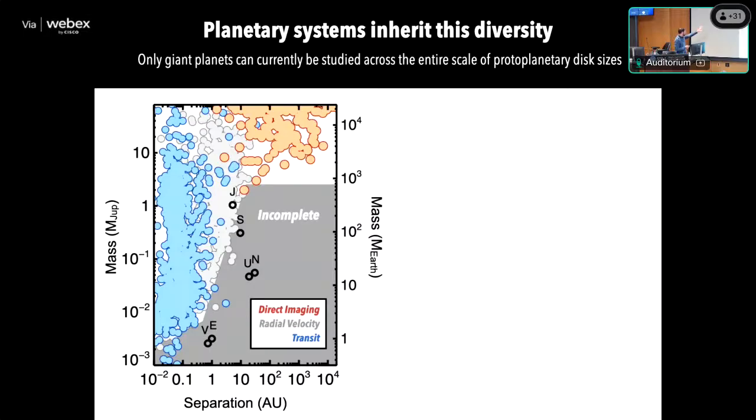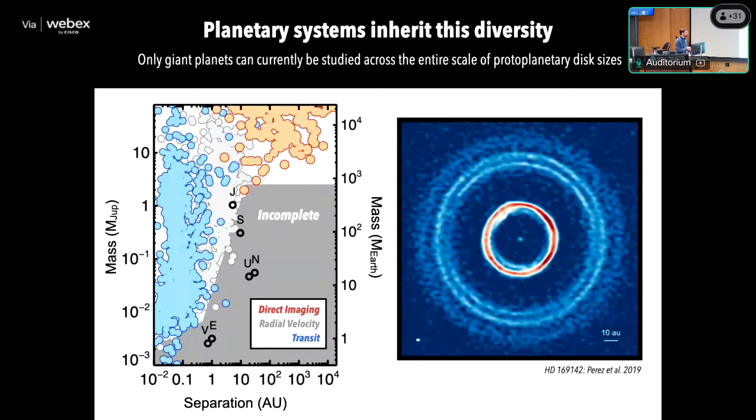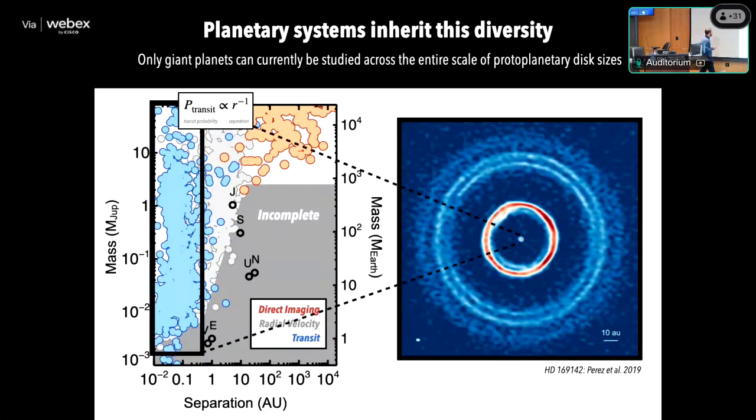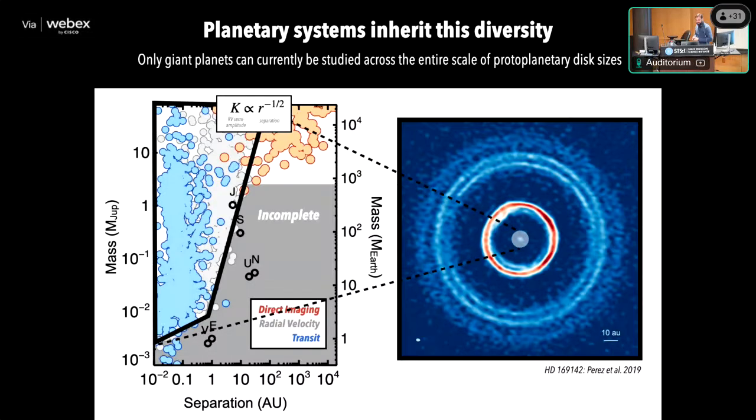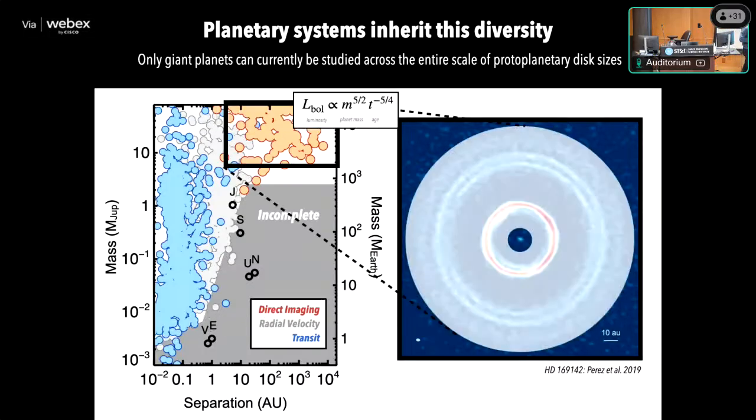So this is a plot we're all familiar with. We have mass and separation of the known planets with different techniques. Now, there's a huge degree of incompleteness associated with this plot. With the transit method, for instance, the transit probability scales inversely with separation. The RV semi-amplitude scales as 1 over square root of r. So for a given mass, it's more challenging to find planets at wider separations.